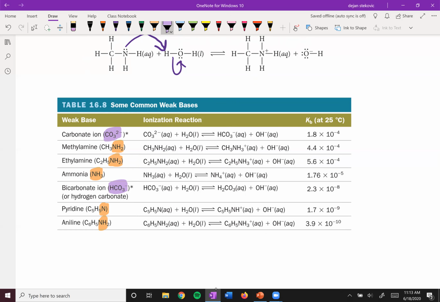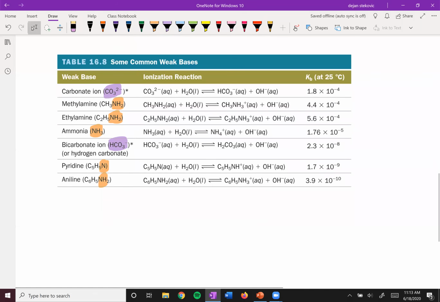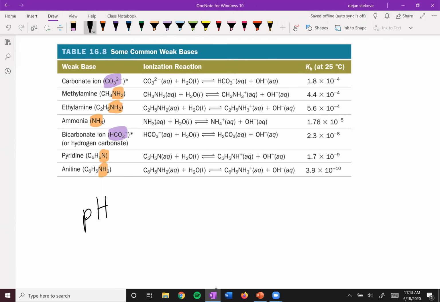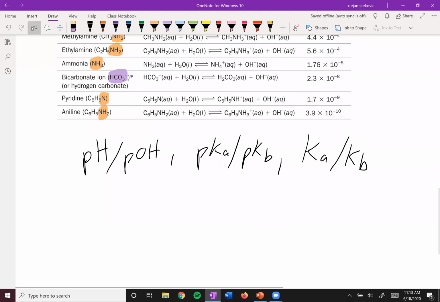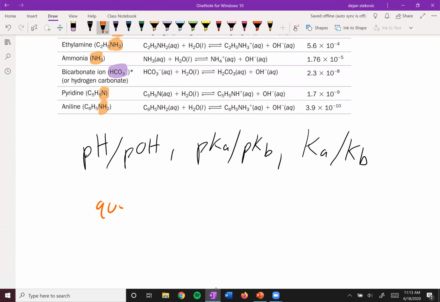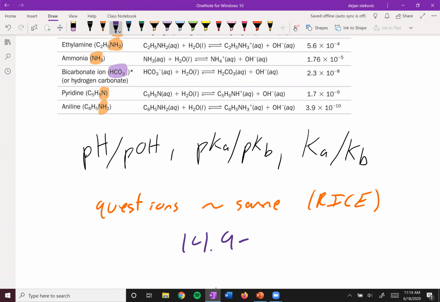We'll learn more about how to spot whether something is an acid or a base a little bit later on. And then we can do the same pH, pOH, pKa, pKb, Ka, Kb questions that we did for the acids, for the bases. And so the questions are all the same, right? You're going to do a RICE table, except now you're talking about a base instead of an acid. So really look in your book, 14.9 through 14.4. You want to go through those examples and make sure you understand why they're doing what they're doing.